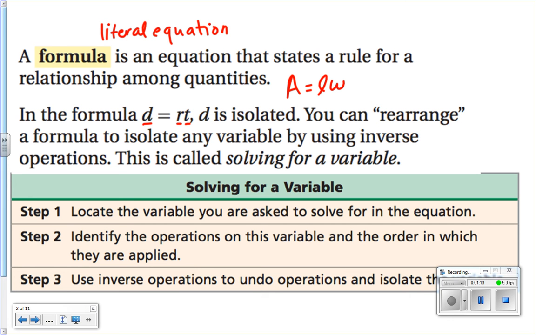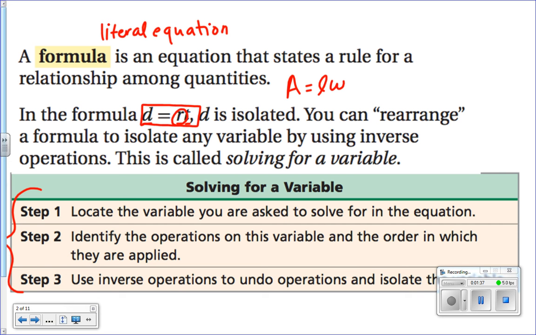So basically what they're saying is if you want to take this equation, D equals RT, and instead isolate the R, we have the power to do that, okay? And we're going to do so by following these steps down here. So step 1, locate the variable you are asked to solve for in the equation. Step 2, identify the operations on this variable and the order in which they're applied. And then step 3, just use the inverse operations to undo these and isolate the variable.